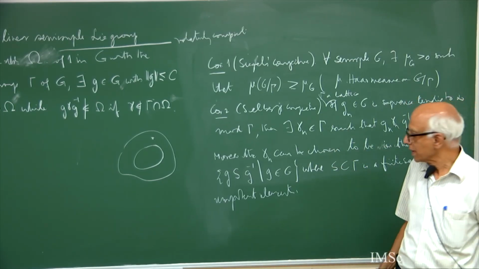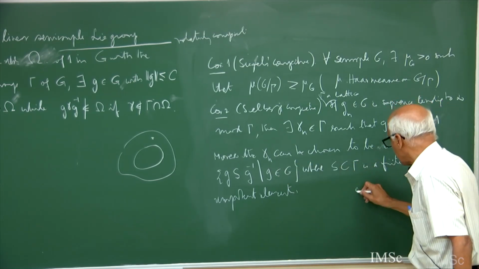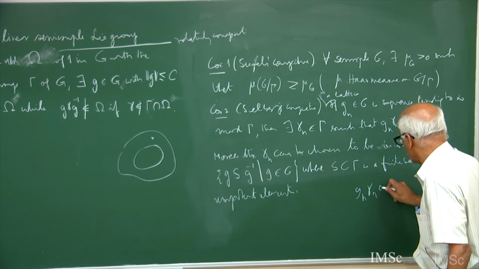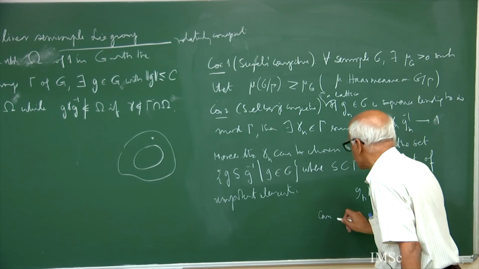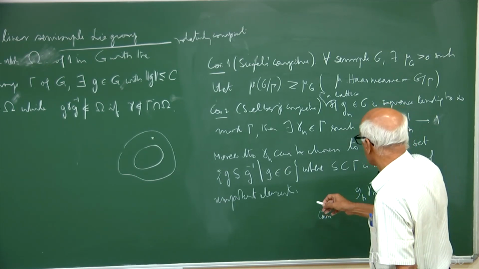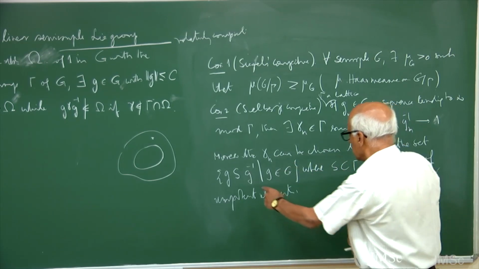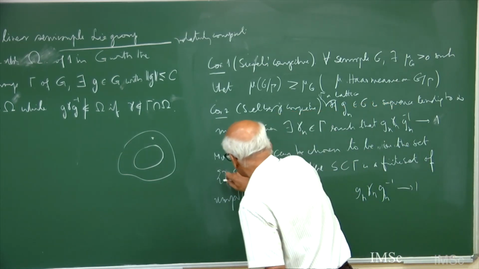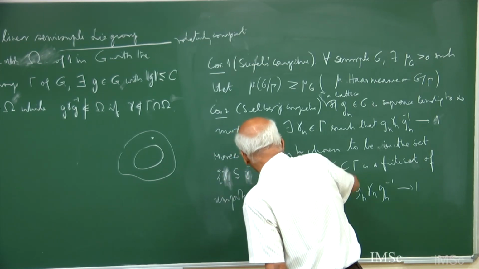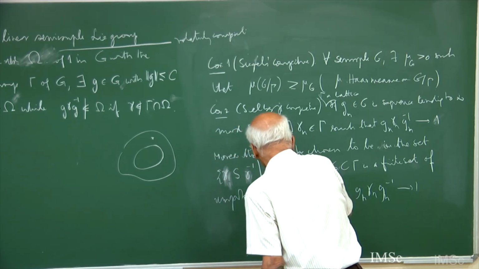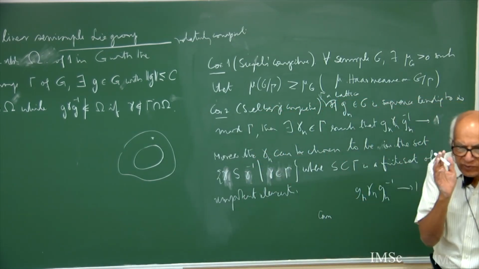Can you please repeat it? Yeah, all that I am saying is that for this gamma_n, you have Gn gamma_n Gn inverse going to 1, right? The gamma_n's can be chosen to be all conjugate to a fixed finite set of elements.